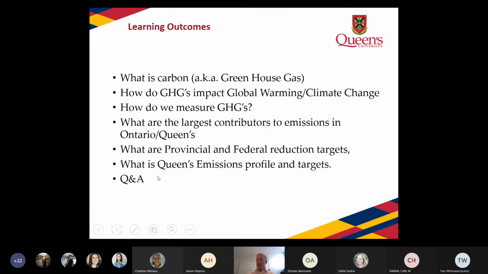At the end of the day, carbon can be a bit of a mystery to everyone. It's a term that's thrown around in the media, and it can be a bit nebulous. So today's learning outcomes for the presentation, we're hoping to clarify what is carbon, how does it relate to greenhouse gases, how do greenhouse gases impact global warming and climate change, how do we measure greenhouse gases, what are the largest contributors to emissions for Ontario and Queens?